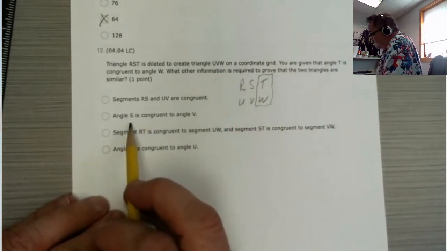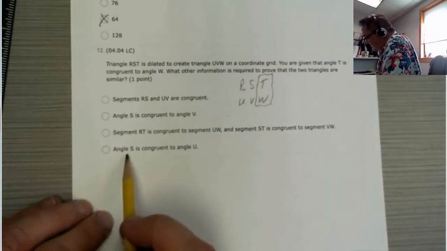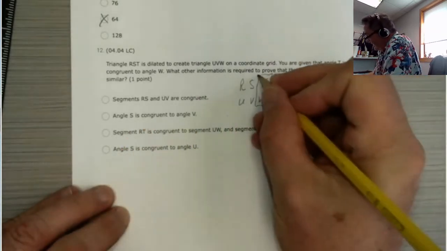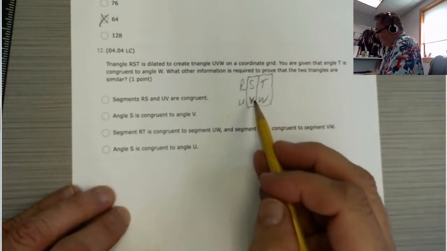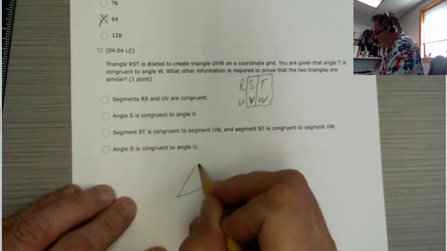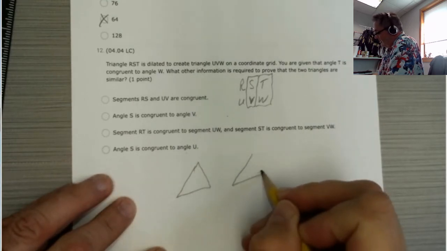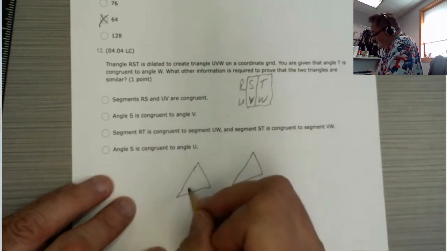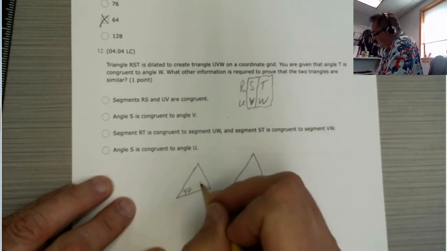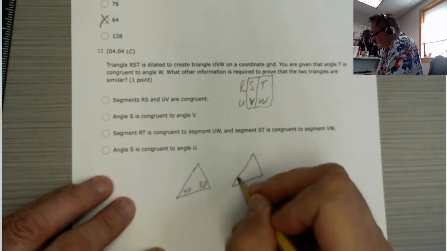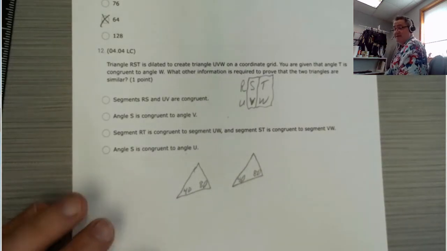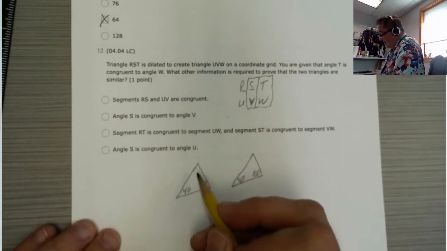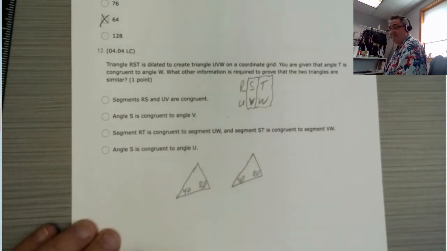How about angle S is congruent to angle V? So let me ask you, if I have a triangle, and I have another triangle, and I know that this is 40 degrees, and this is 80 degrees, and I know this is 40 degrees, and this is 80 degrees. Is that enough to prove that those are exactly the same triangle, without knowing what the last angles are?